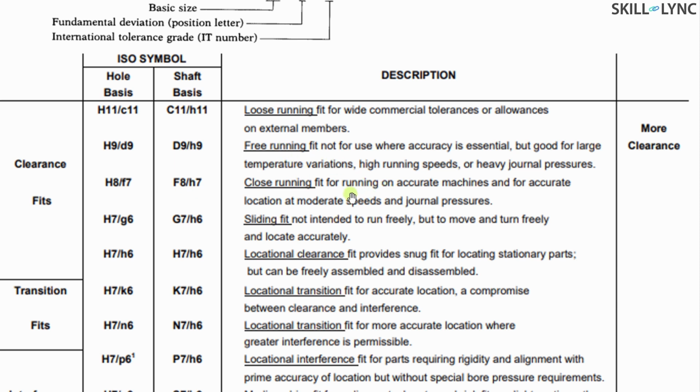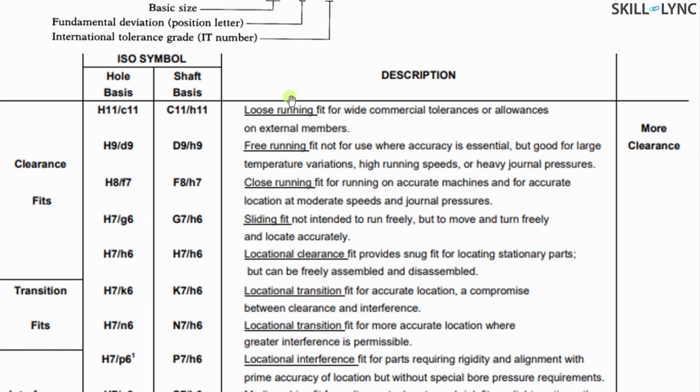This is required for running on very accurate machines wherein you perform important tasks, and for accurate location of the components that are going to be used at moderate speeds or moderate journal pressures. Next, you have your sliding fit.